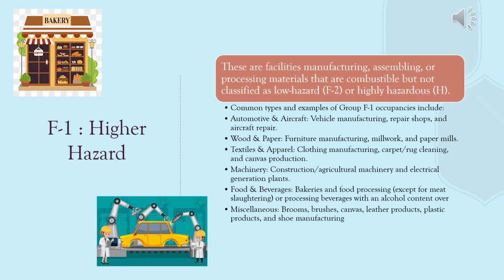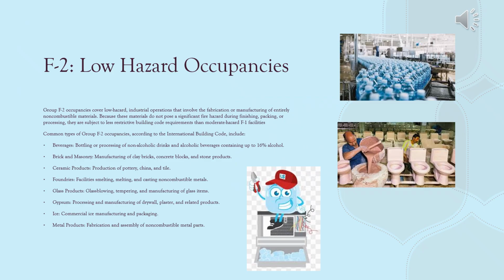High hazard is H, which is a separate category. We're going to cover that in just a minute. Common types and examples of F1 occupancies would include automotive and aircraft, wood and paper, textile and apparel, food and beverage, different kinds of bakeries, manufacturing operations, construction manufacturing operations. You've got to think about the hazard that's being used and what the fire hazards are that are being considered for each type of these occupancies.